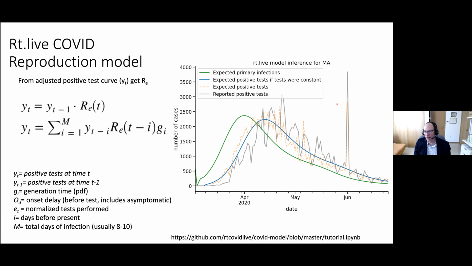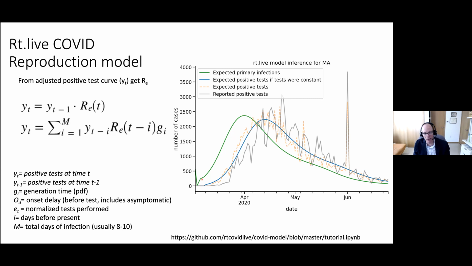So this is just an example of how the model works. This is shown for Massachusetts. You take the test results. You have an expectation of positive test results, not by testing day, but by onset day. Then you smooth that out and you shift it. You correct it for the number of tests. So if you're testing more, you would expect to find more cases, but you can correct for that. And then you shift that based on this lag to the primary infections.